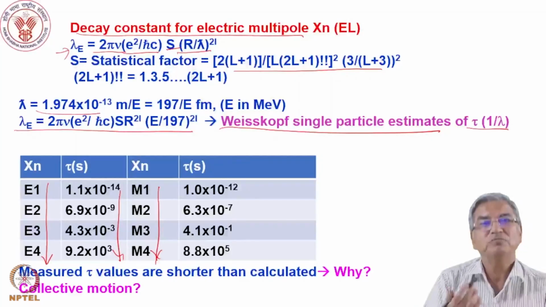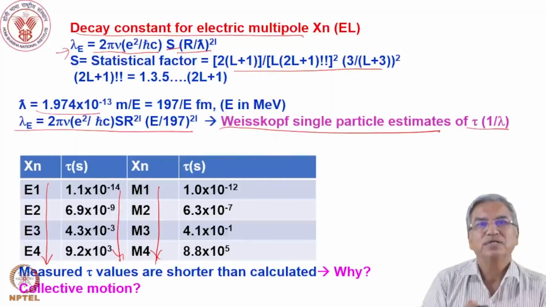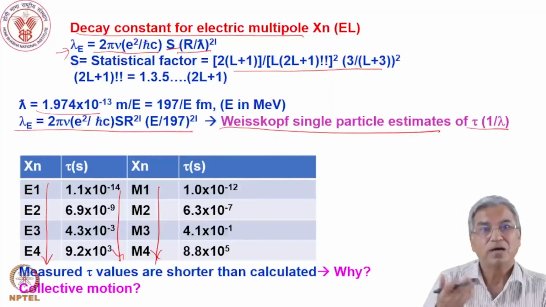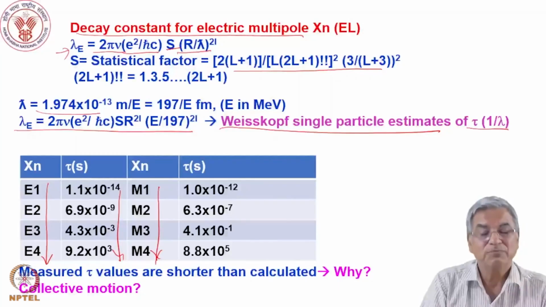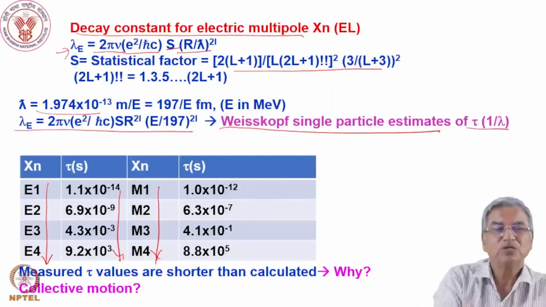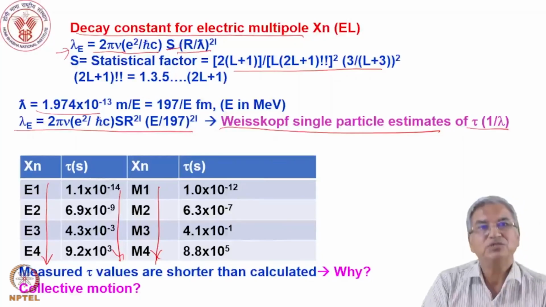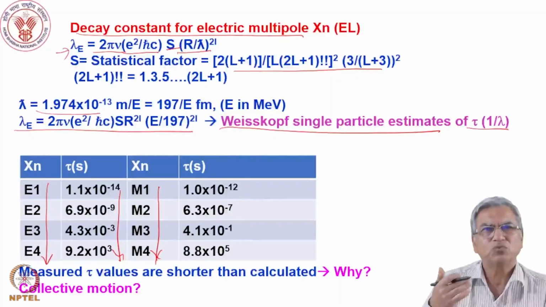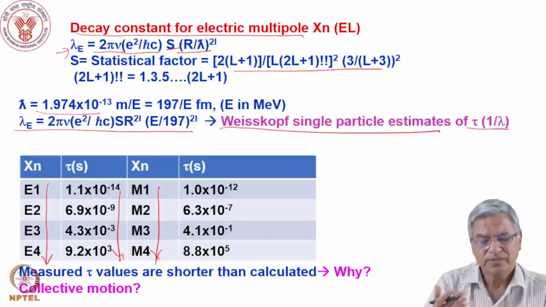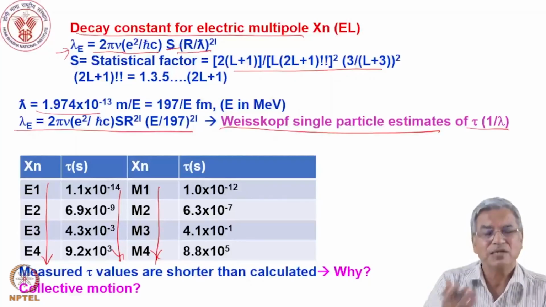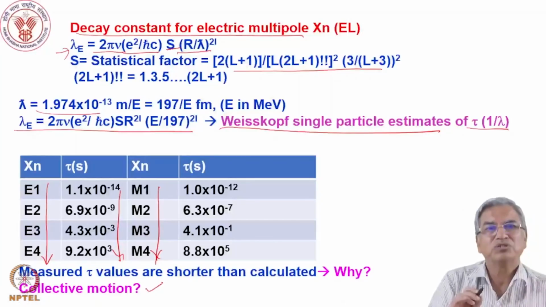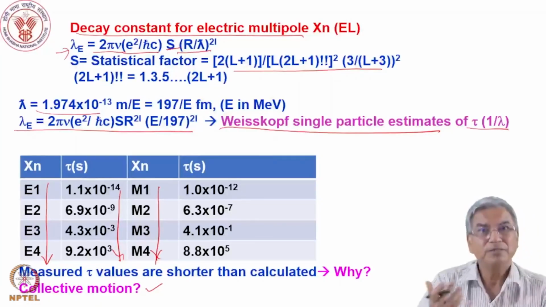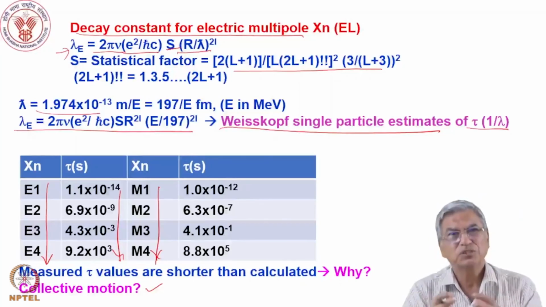One more thing is observed: these calculated values are in fact much higher than the observed values. The observed values for electric transitions are of the order of 10⁻¹³, 10⁻¹⁴ seconds, but some of the calculated values are 10⁻⁹, 10⁻³. So Weisskopf's single particle theory can give order-of-magnitude estimates, but the large differences between calculated and experimental values can be explained by other types of motion in the nucleus, called collective models. Collective motion: the nucleus can vibrate, and the nucleus can rotate.